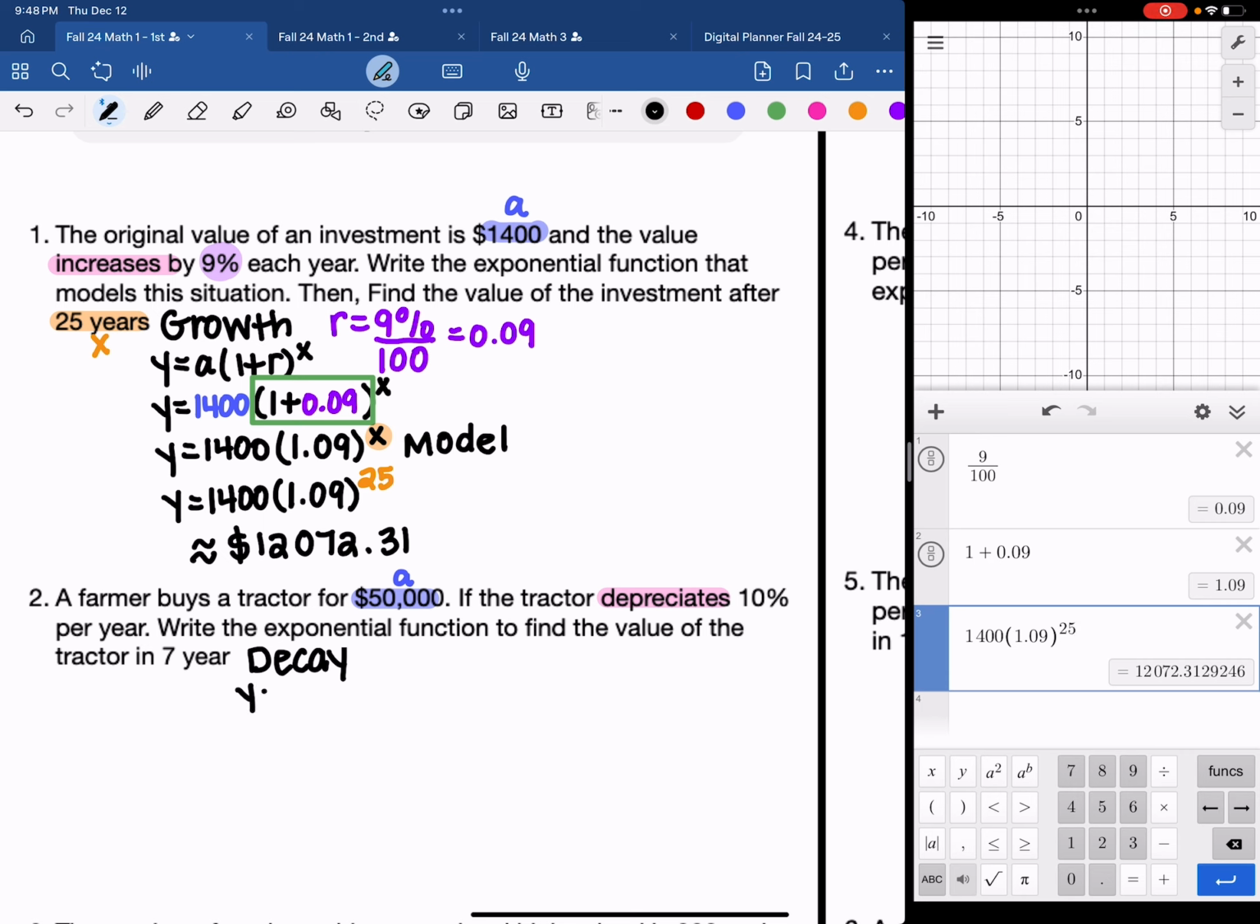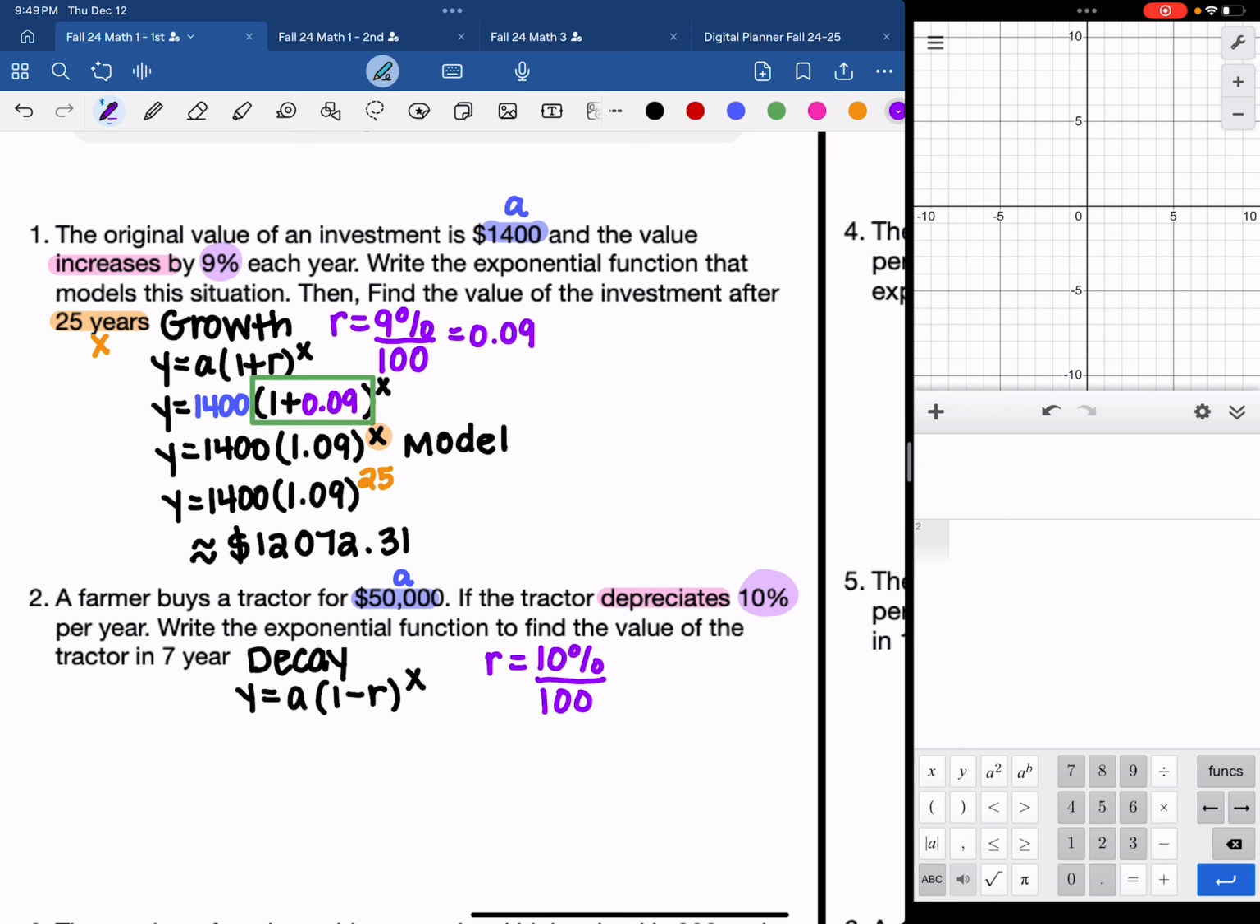So we're going to use y equals A times 1 minus r raised to x. Now, it's depreciating at 10%. So 10% is representing my rate. But remember, we can't do 10% in my formula. I've got to divide that by 100. So if I go in my calculator and I do 10 divided by 100, I get that my rate is going to be 0.1.